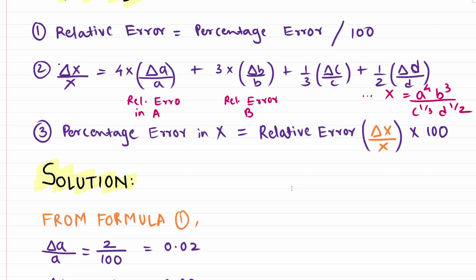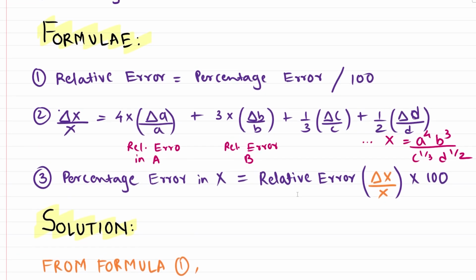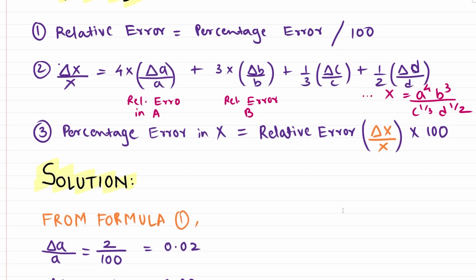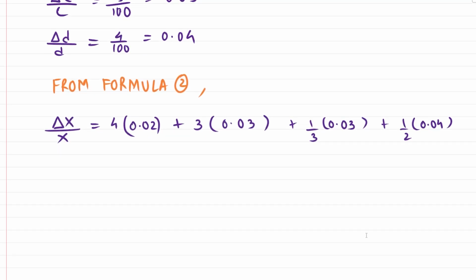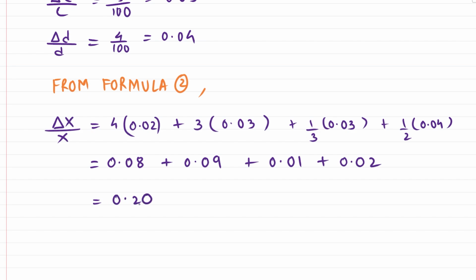So what we have done is simply substituted the values of relative errors of each quantity into the second formula. And now if we solve this further, 4 into 0.02 becomes 0.08, plus 3 into 0.03 becomes 0.09, plus 1 by 3 into 0.03 becomes 0.01, plus 1 by 2 into 0.04 becomes 0.02. And if we add all this, we would get 0.20. That is the relative error in X.